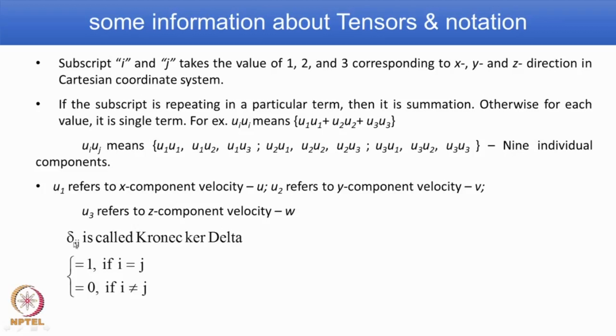We are going to use one new term called the Kronecker delta, given by the symbol delta with subscript ij. This Kronecker delta has a value of 1 if i equals j, or 0 if i is not equal to j, and this is also a matrix which along the diagonal has values 1, 1, 1. As I mentioned, when i is equal to j, it takes a value of 1. So you can observe this is delta 11, this is delta 22, and this is delta 33.